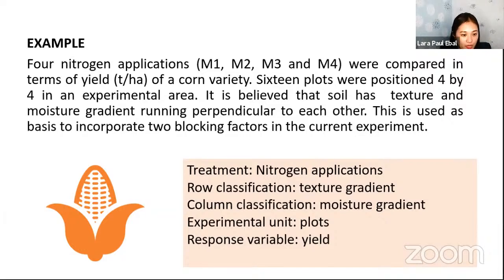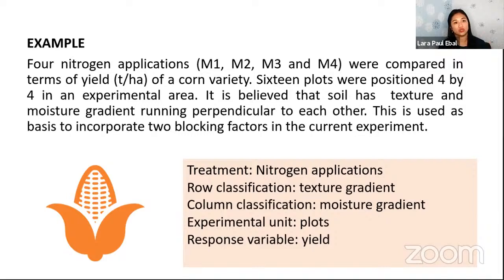And then for these four applications, okay, they were compared in a variety of corn. So in terms of yield, 16 plots were positioned 4 by 4 in an experimental area. Okay, so my 4 by 4, if you can imagine the experiment, it is believed that soil has texture. Okay, so it could be yung clay, ilang percentage ng clay, okay, or until dun sa anong percentage, yung lesser percentage of clay. Example lang po.